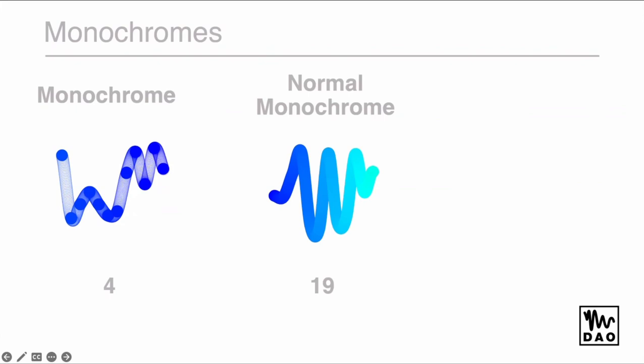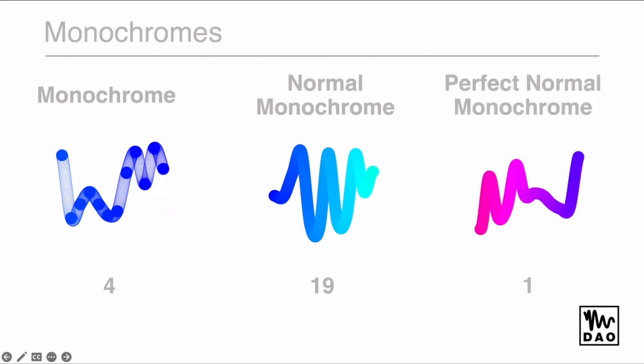And as it was happening with the monochromes, it can still appear a more monochromatic normal squiggle, one with 12 segments and a color spread of 50 versus 49. And between finishing this research and releasing it, one got minted, and we call it perfect normal monochrome.